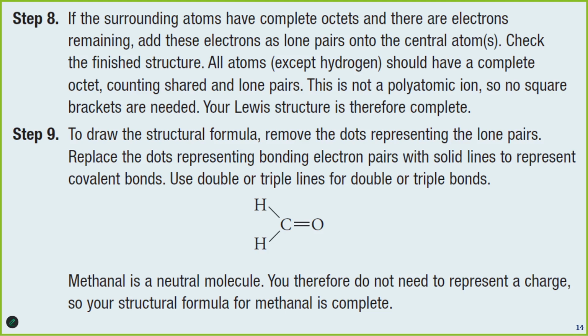In the last step, to draw the structural formula, we can remove the dots representing the lone pairs. Then replace the dots representing bonding electron pairs with solid lines to represent covalent bonds. Then use double or triple lines for double or triple bonds. And methanol is a neutral molecule. We do not need to represent a charge. So the structural formula for methanol is complete as it shows here.